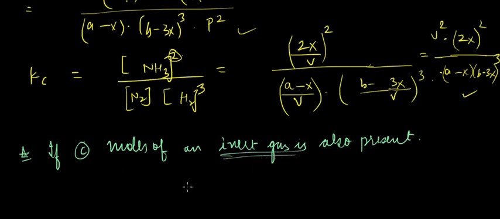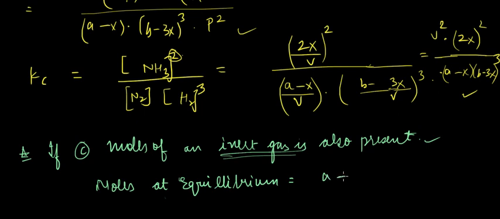as inert gas will not react with any of the compounds or molecules at equilibrium, it would rather add to the total number of moles in the solution. So total number of moles at equilibrium would come out to be nothing but, at equilibrium we already had a minus x plus b minus 3x plus 2x, and we just have to add the c term here.